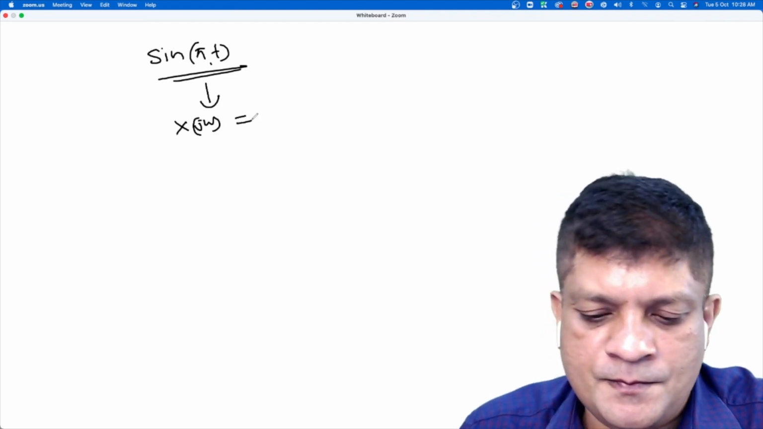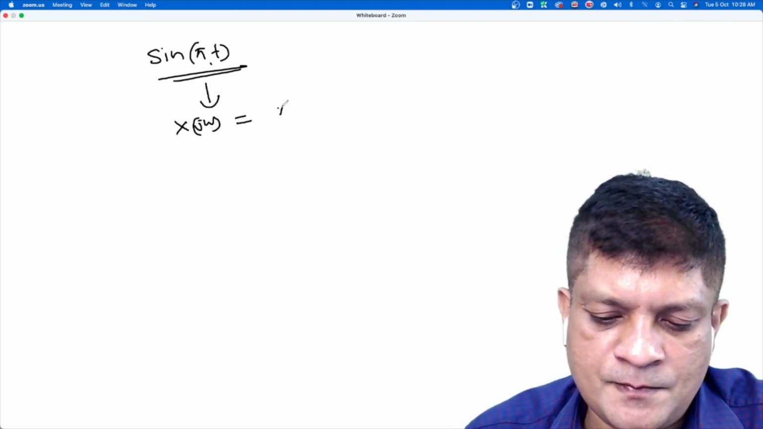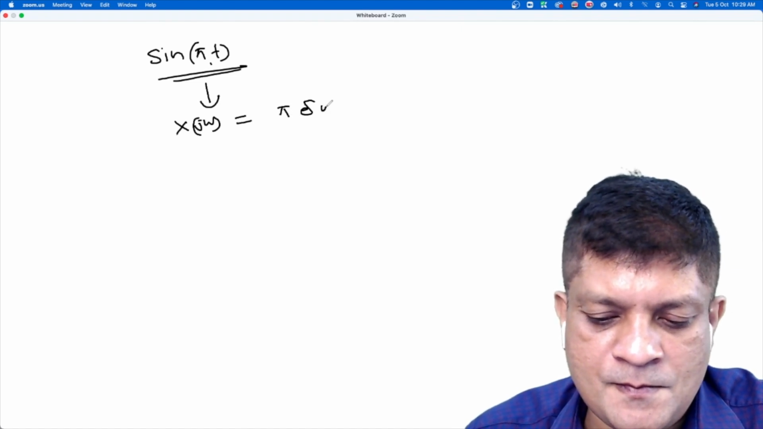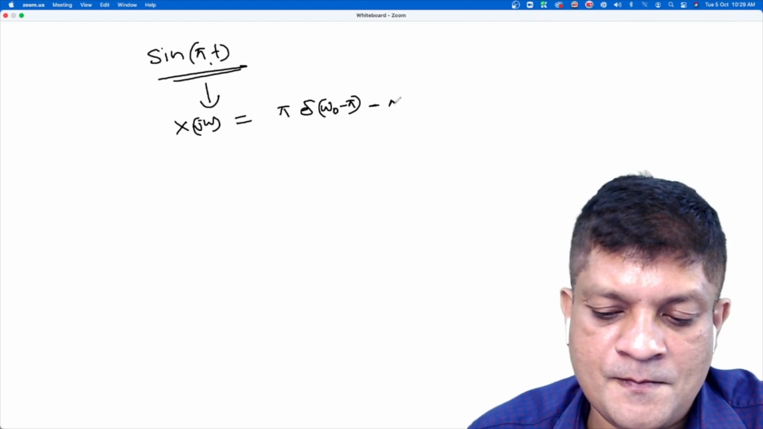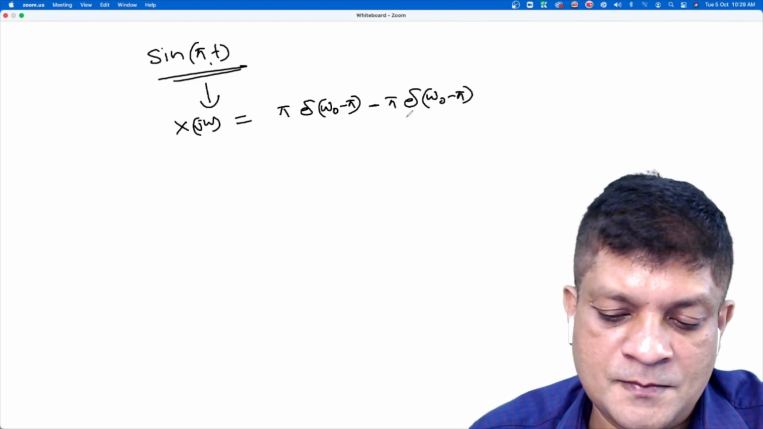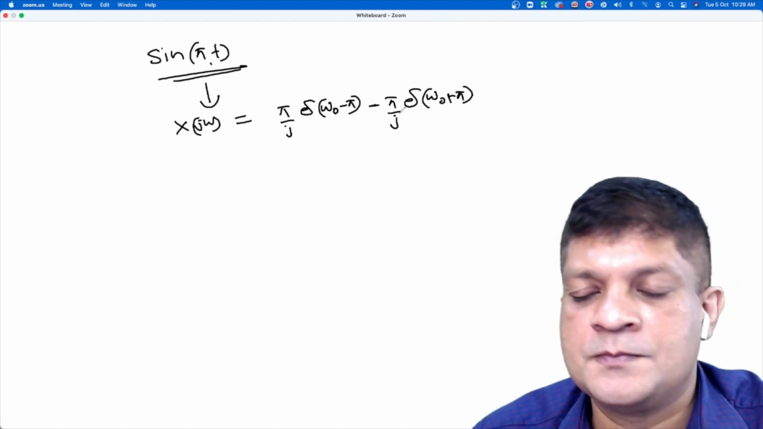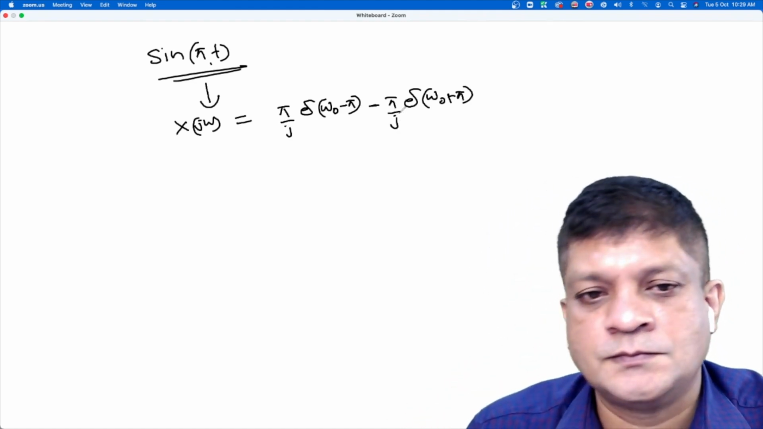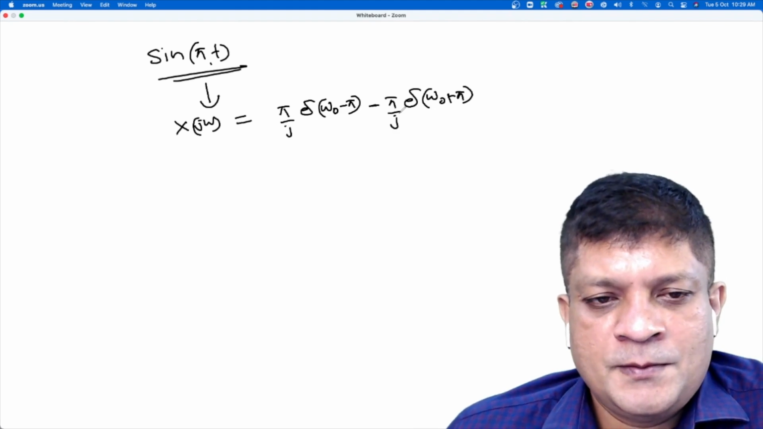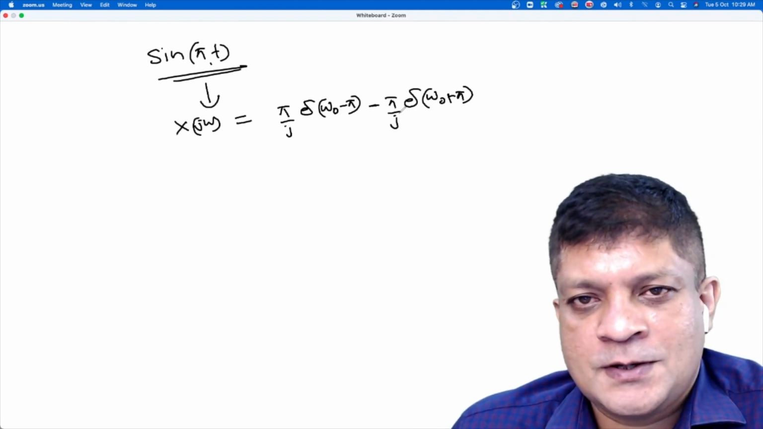So pi into delta omega naught minus pi, minus pi times delta omega naught plus pi. No, something is missing here. Divided by j. Divided by j. Is it? Yes. Now tell me, what is the spectrum of this signal?